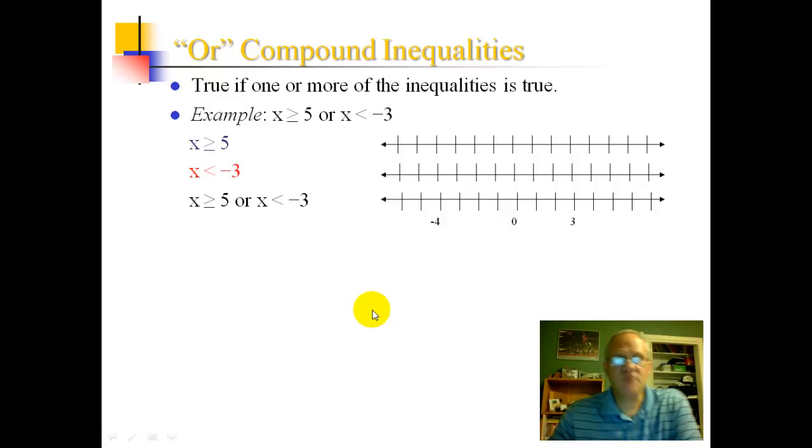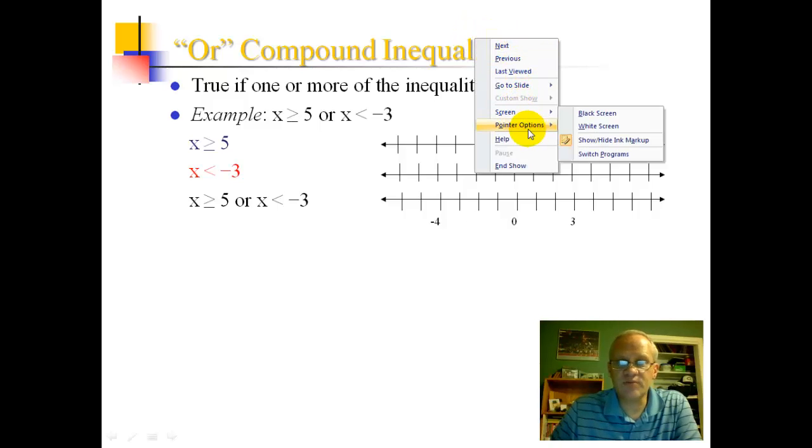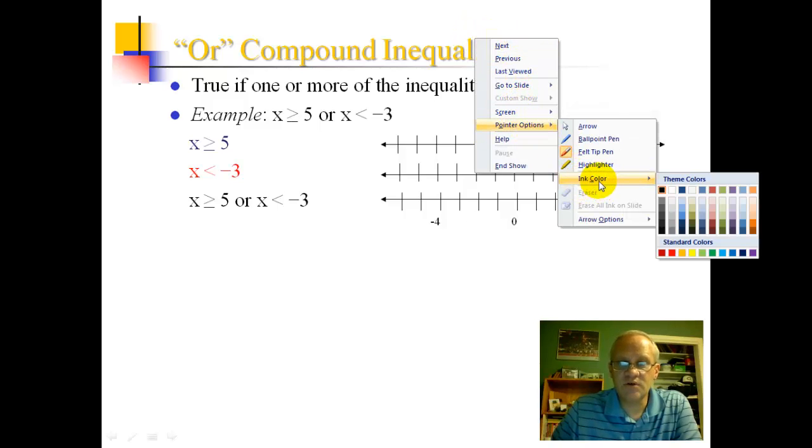If you have an OR compound inequality, it's true if one of the parts is true or the other or both. It does not need to overlap. As long as one of them is true, we're going to graph it. So let's do what we did before. I'm going to do the blue and the red separately.